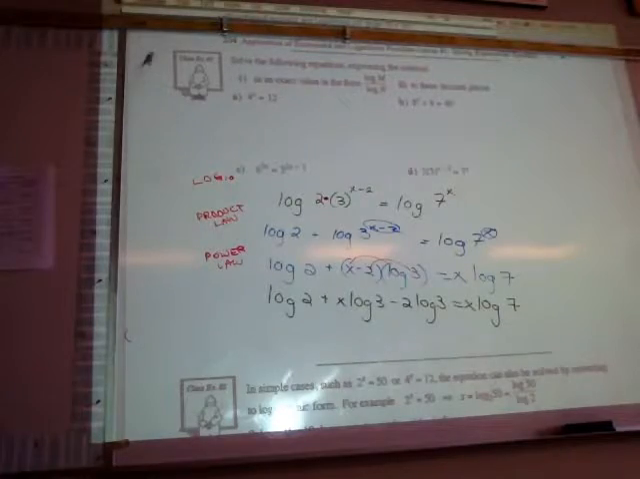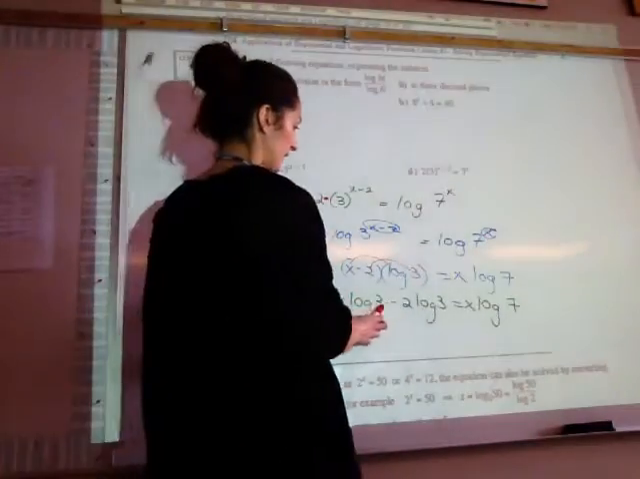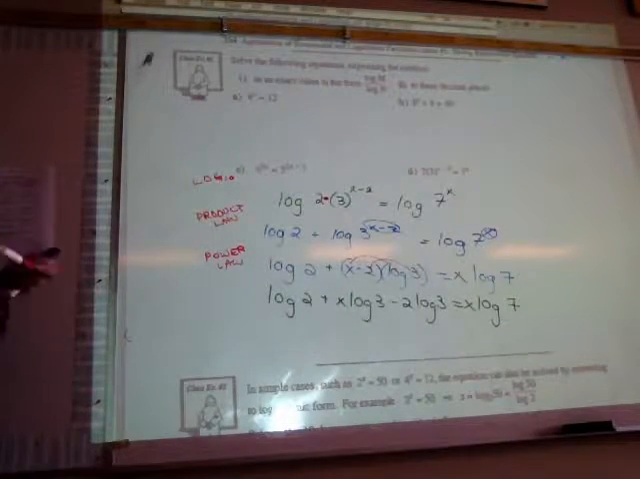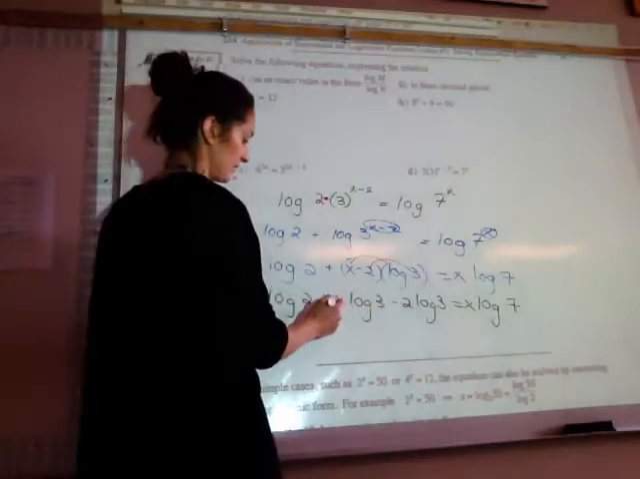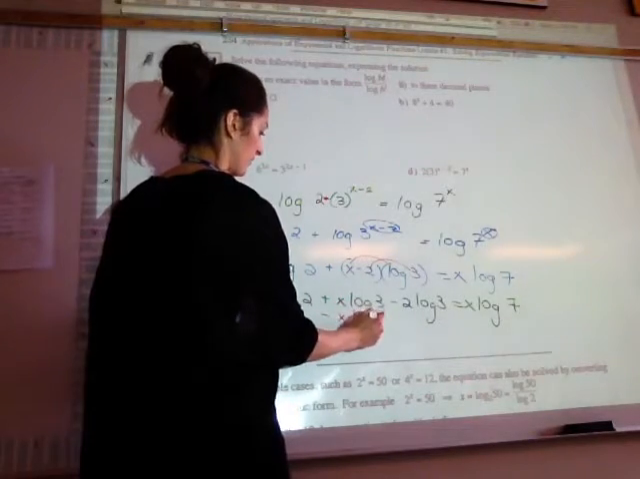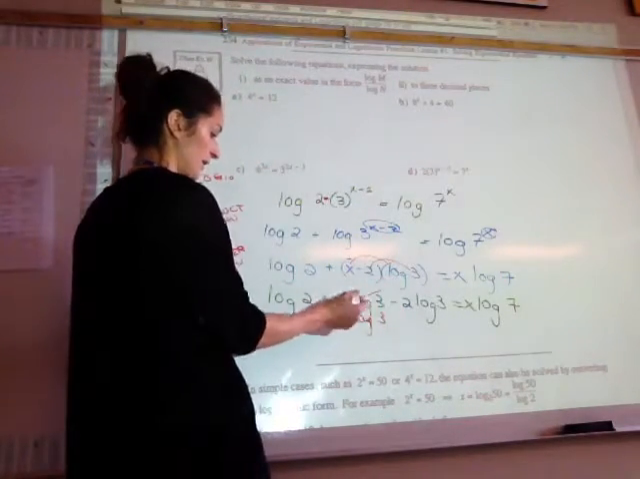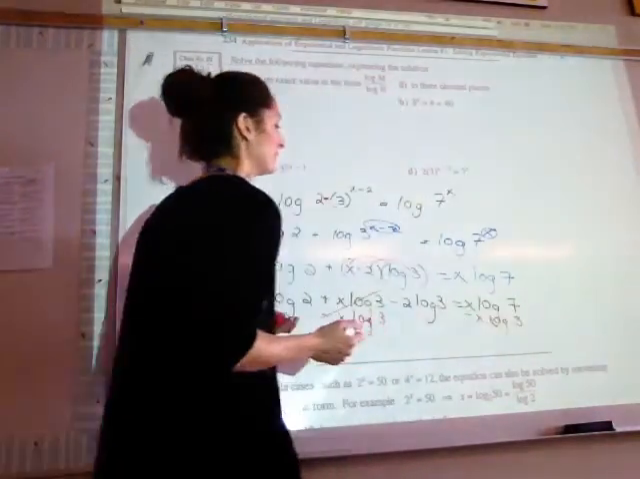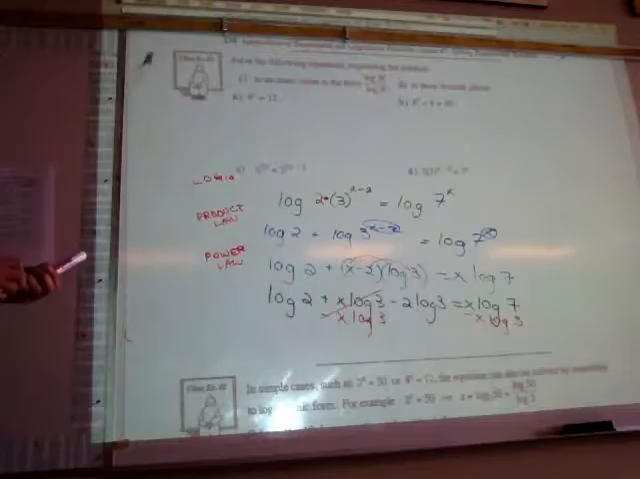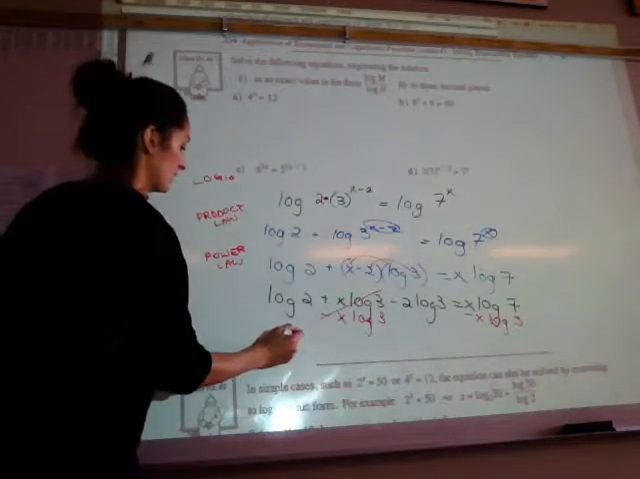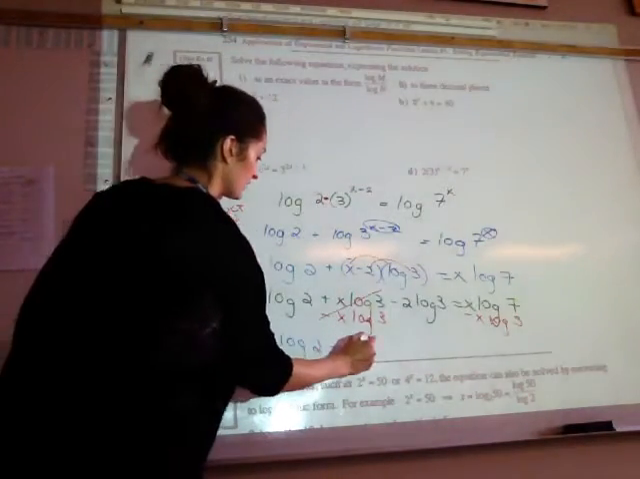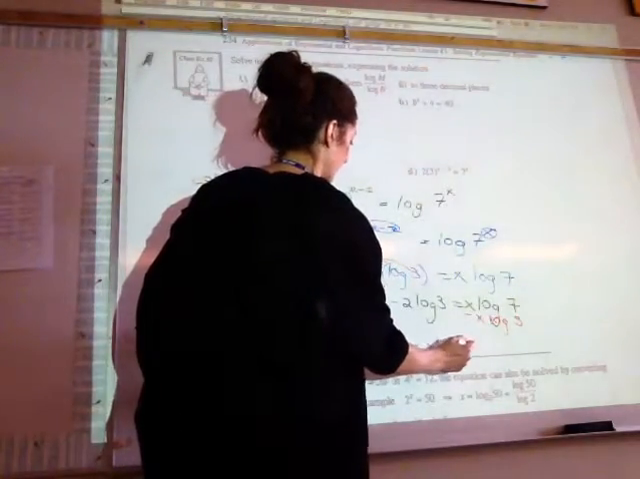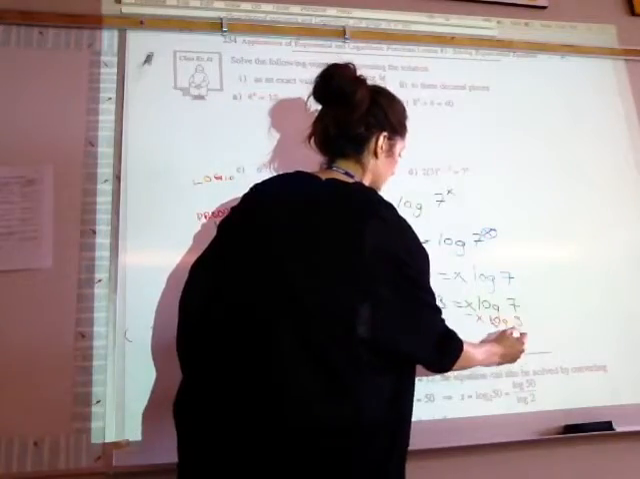Again, the goal is to solve for x, so any terms that have x with them, we have to move to the same side. So let's subtract x log 3. I'll cancel it on this side, and I'll subtract it on this side. And I have log 2 minus 2 log 3 equals x log 7 minus x log 3.